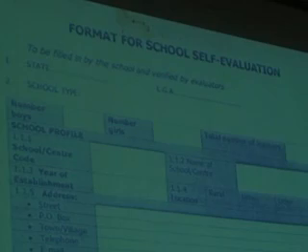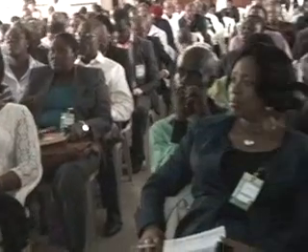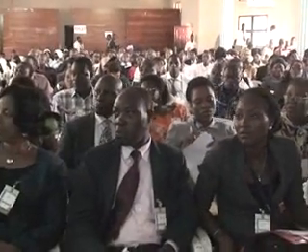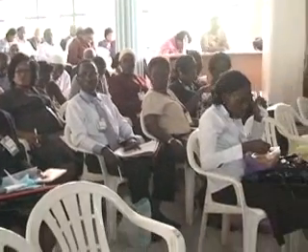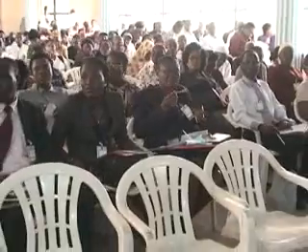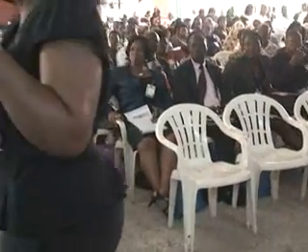Then we have the school profile, your center code. For those of you that are already writing external examination, you put your center code there. Then the name of the school or the center, because there are some schools where the name of the school will be different from the name of the center, especially where you have a combination of schools. Then the year of establishment, your location, that's the address.